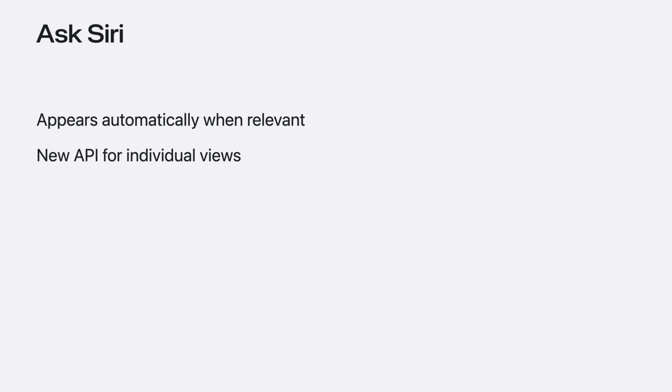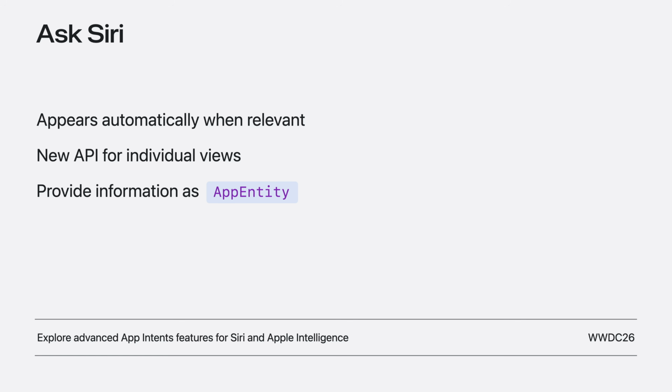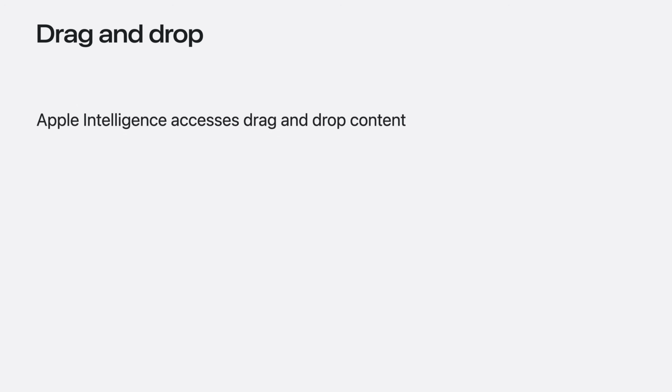To provide more relevant information specific to your app, use the new View Annotations API. With it, you can annotate specific views with app entities. Check out Explore Advanced App Intents features for Siri and Apple Intelligence to learn more. If your app supports drag and drop, Siri can load resources from your application's drag handlers. When Apple Intelligence is invoked from context menus, the system will call available drag delegate methods to load the content.